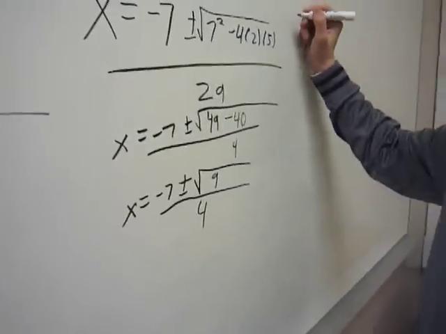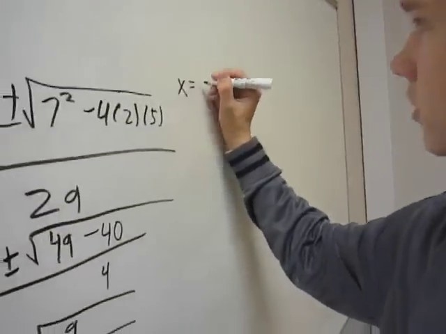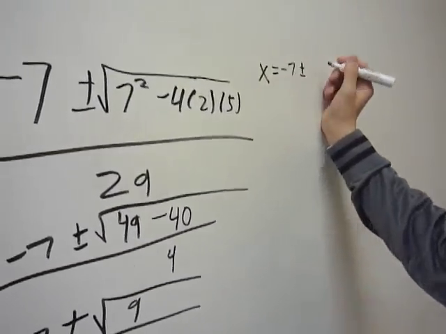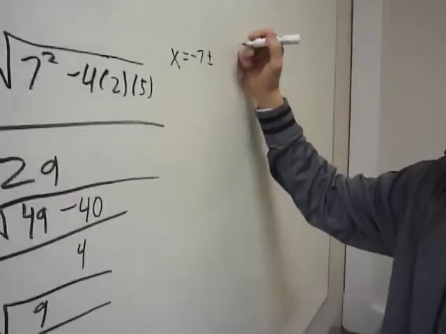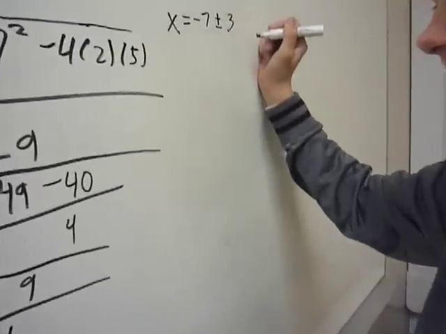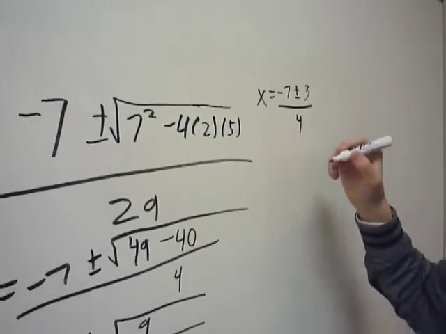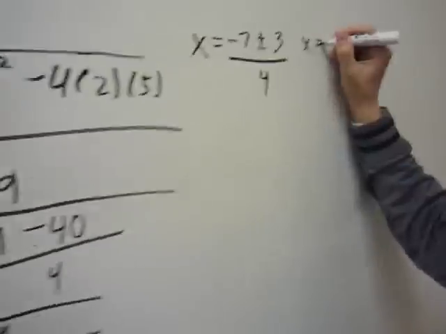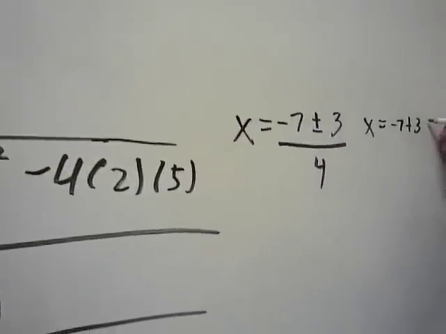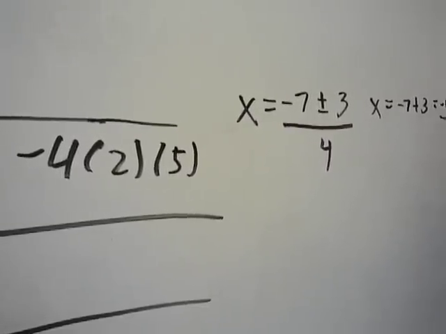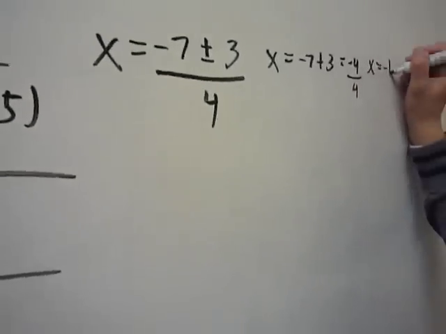Then we have up here X equals negative 7 plus or minus, and the square root of 9 is 3, all over 4. So then you get X equals negative 7 plus 3, which equals negative 4 over 4. So then that equals negative 1.